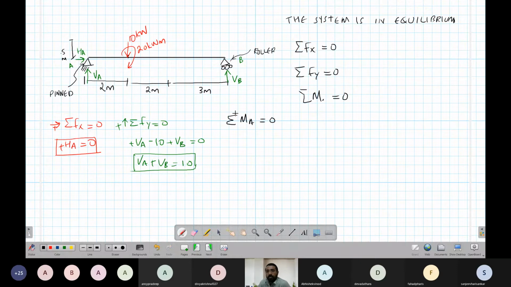Moment about A, remember: HA into 0, VA into 0. I'm just explaining it. Then we'll come here, 10 into 2, clockwise, so it is minus. Then this moment is also there.